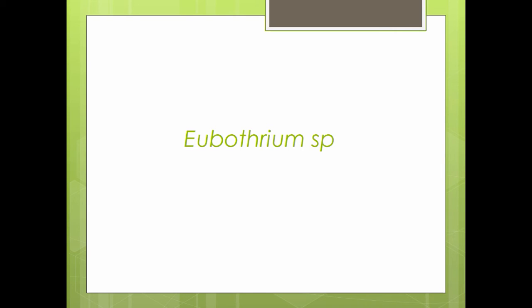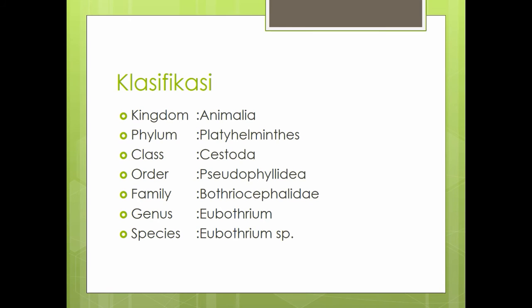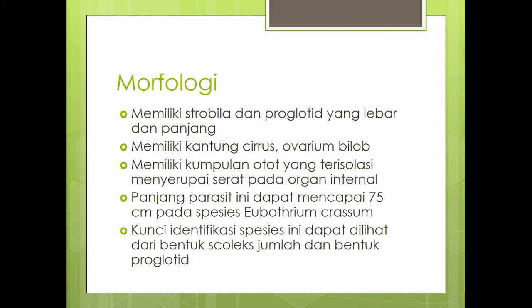And now we move on to the second parasite, Eubothrium sp., for classification. Morphology: it has a wide and long strobila and proglottids, with a sheath below the ovaries, having a collection of isolated macules resembling fibers in internal organs. The length of the parasite can reach 75 cm in the species Eubothrium crassum.